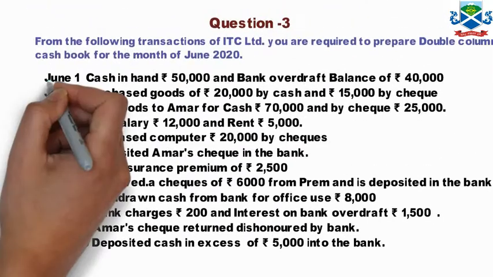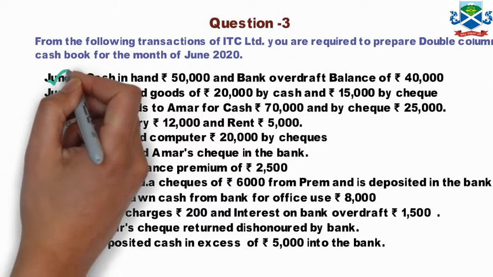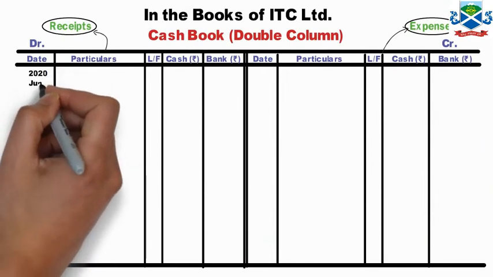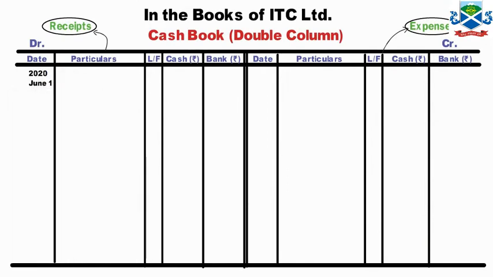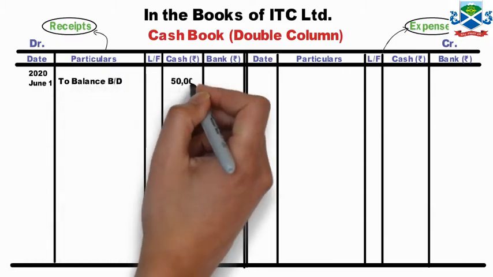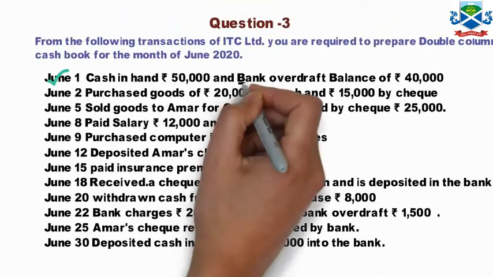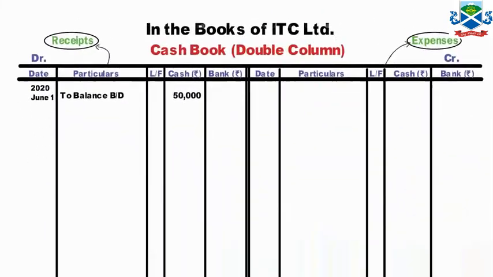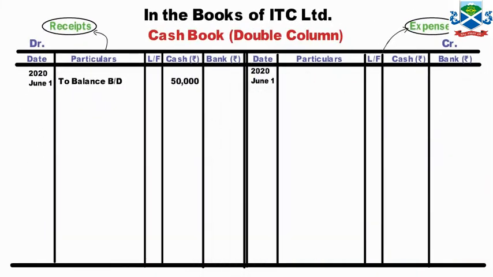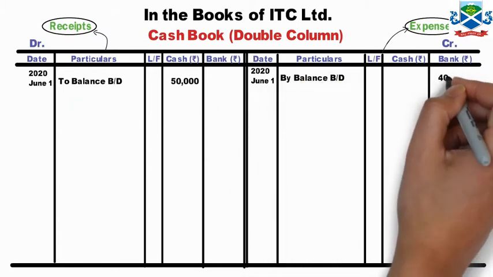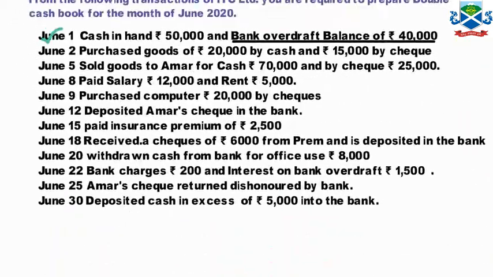Now in the first transaction, the cash opening balance is given as 50,000, so it will always come on the debit side. Cash balance always comes on the debit side. We will write To Balance b/d 50,000 in the cash column. Bank overdraft is there, so the bank overdraft will be entered on the credit side of the cash book, and in the bank column we will write By Balance b/d 40,000 since it is an overdraft.